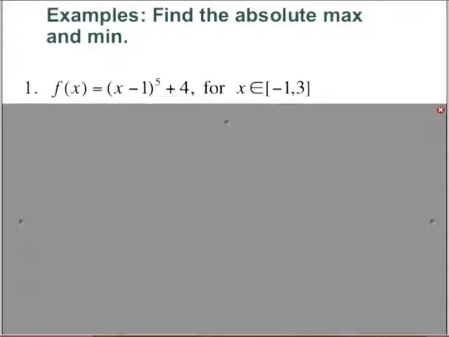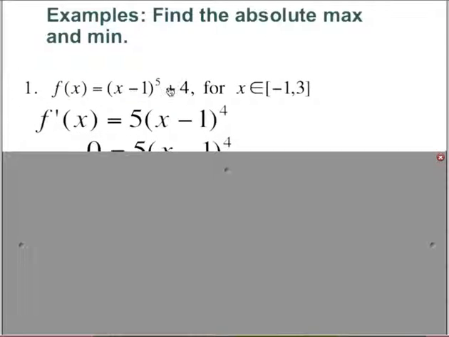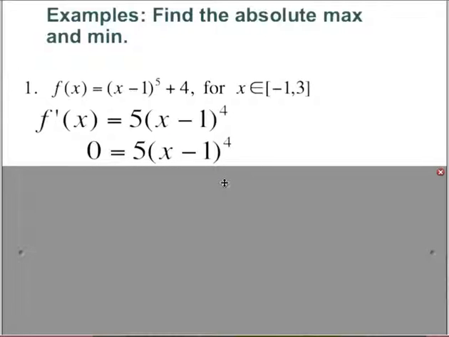Our first example is f of x equals (x minus 1) to the fifth power plus 4, for x in the interval from -1 to 3. The very first step is that we have to find f prime. Just using the power rule, we bring the 5 down: 5 times (x minus 1) to the 4th. The derivative of the inside is 1, so I didn't write that. Then we set this equal to 0, and solve for x.